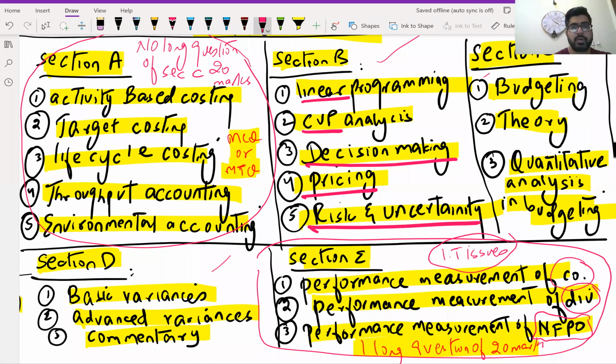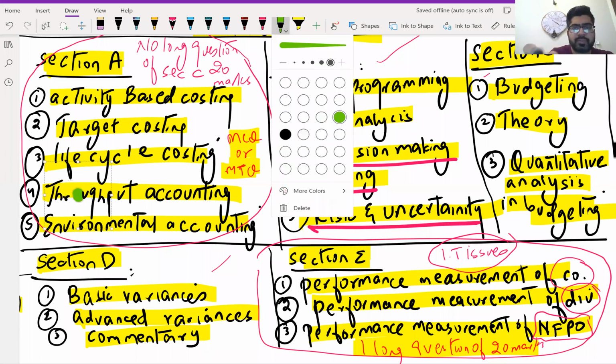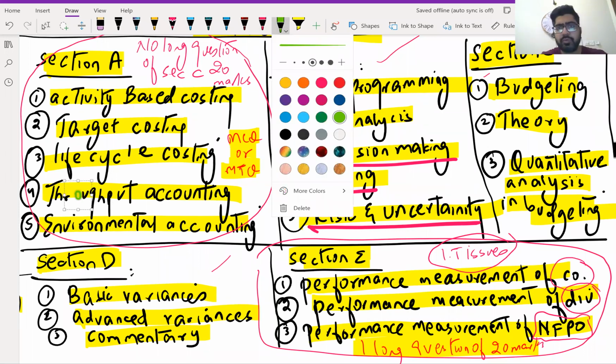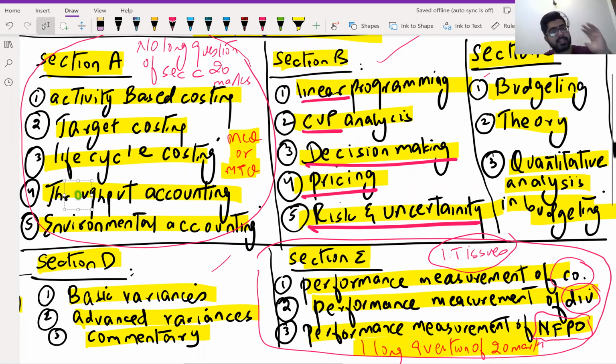Now, our order of studies: obviously there is no need to follow the proper order of the book. We will follow our own strategy, because I'm the captain of the ship, so I know how to take the ship. Firstly, we will do the most favorite section of students, that is variances, section D.